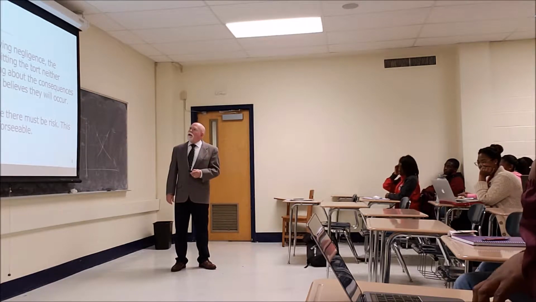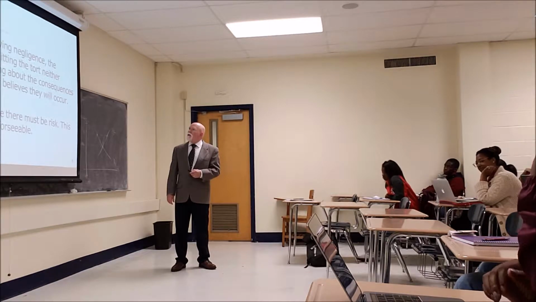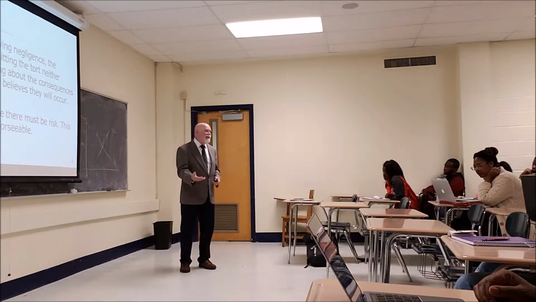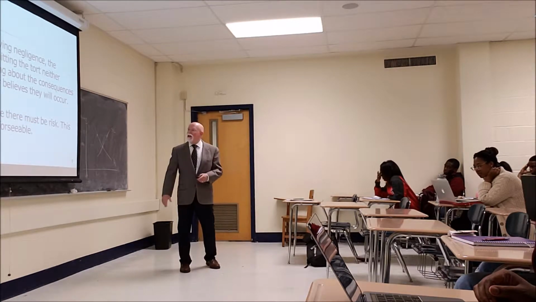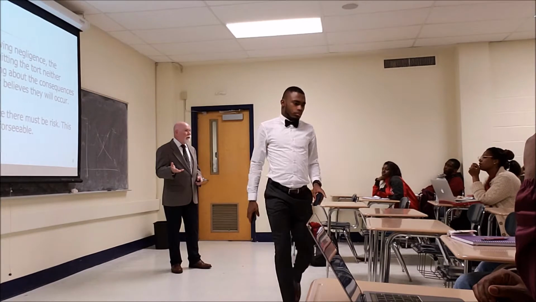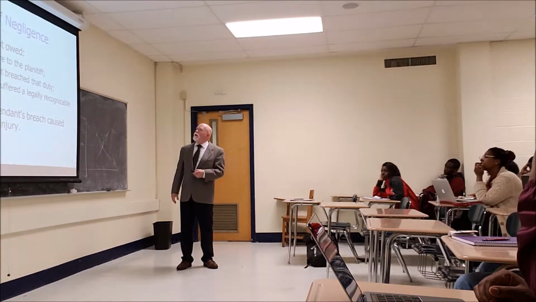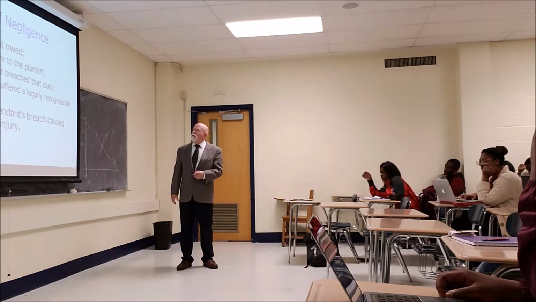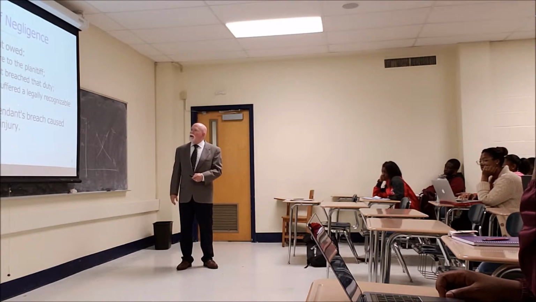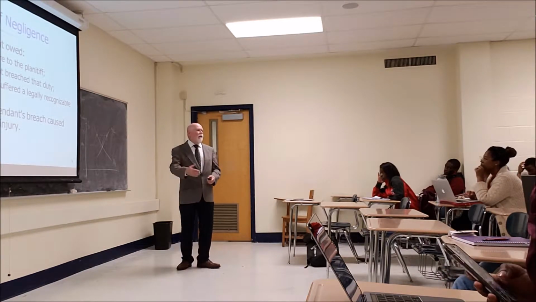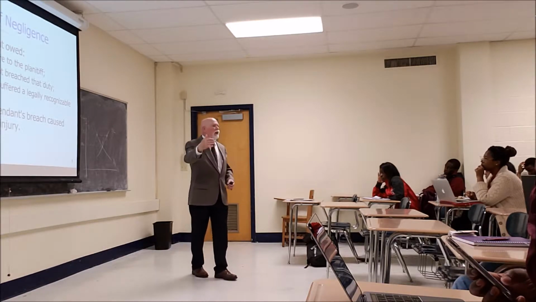In negligence, when we have a tort that involves it, the person committing the tort neither wants to bring about the consequences nor believes they'll occur. It's an accident. For negligence, there has to be risk, and the risk has to be foreseeable. Okay? The elements of negligence are: the defendant owes a duty of care to the plaintiff, the defendant breached the duty, the plaintiff suffered a legally recognizable injury, and the defendant's breach caused the plaintiff's injury. So you have to be able to string all of those chain things together.